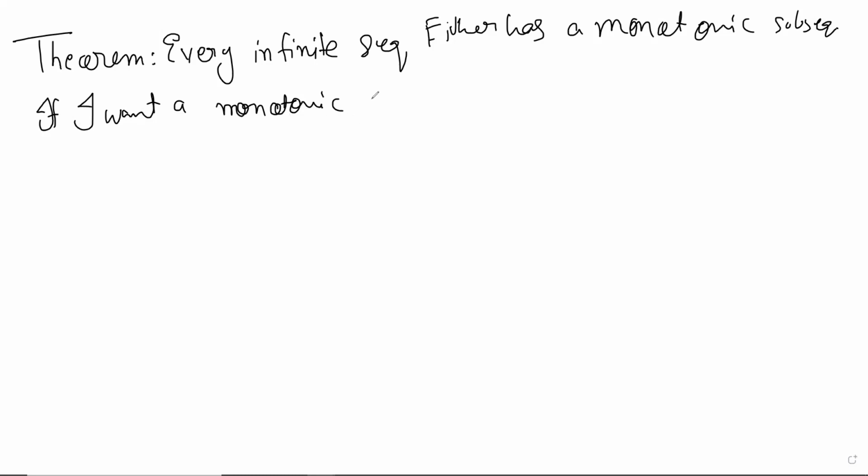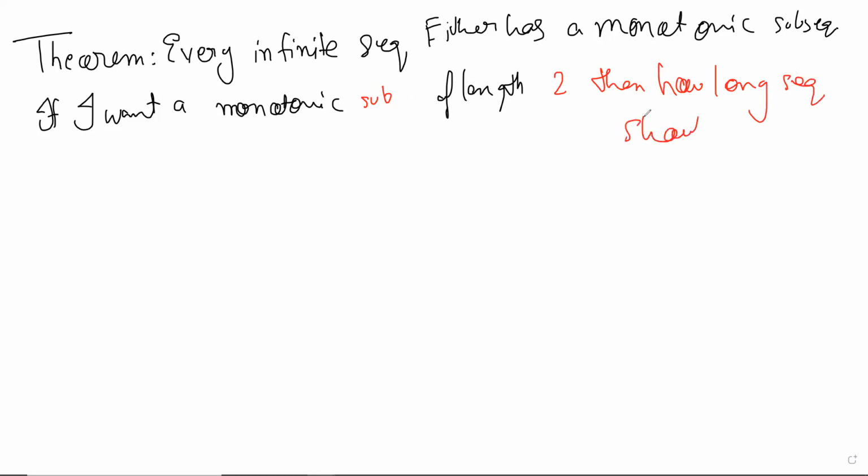So this is what they asked. If I want a monotonic sequence, I don't want an infinite one, but a monotonic sequence of length, let's just take a very simple example, length 2. If I want a monotonic subsequence of length 2, then how long a sequence should I take, so that no matter what that sequence is, I will get a monotonic subsequence of length 2? Any quick answer?